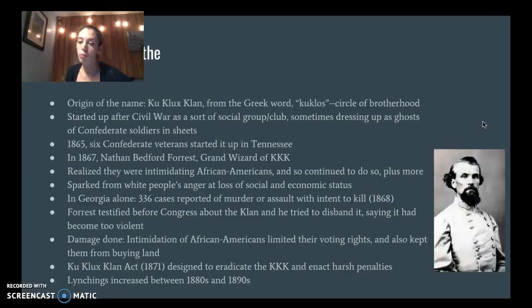And lynchings are basically an attack by a mob on an African-American person. There were all kinds of terrible things that were done where a lot of black men primarily were killed. And this was in front of a mob, and sometimes it would even be a social event for white people. Really awful stuff.